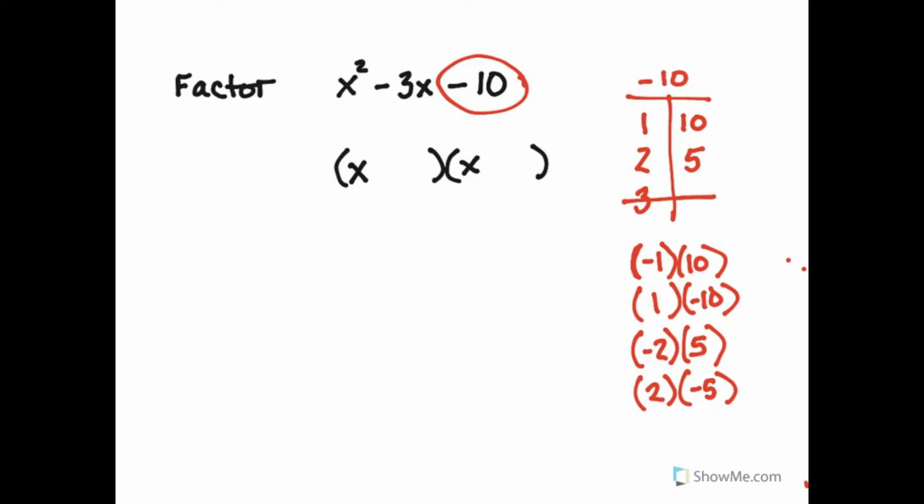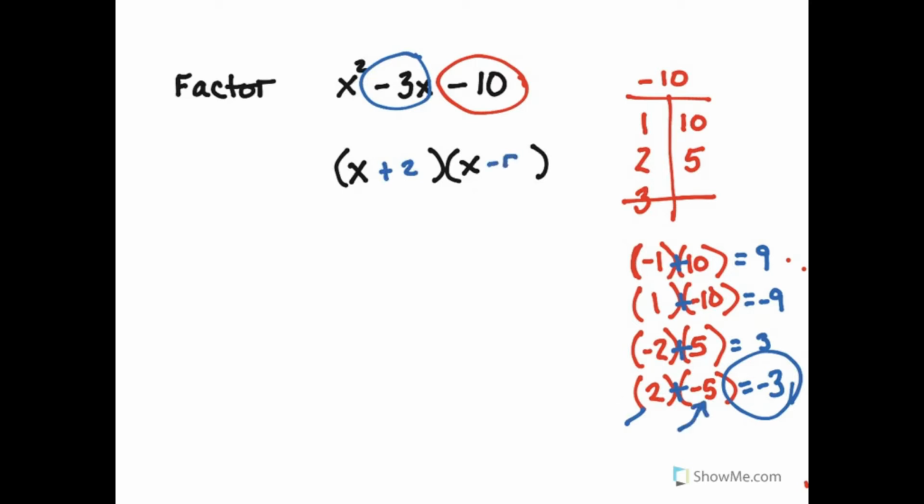Let's add them up. Negative 1 plus 10 is 9, and 1 plus negative 10 is negative 9. And negative 2 plus 5 is positive 3, and 2 plus negative 5 is negative 3. That's the negative 3 we want. So the numbers are positive 2 and negative 5, and we have factored x squared plus 3x minus 10.